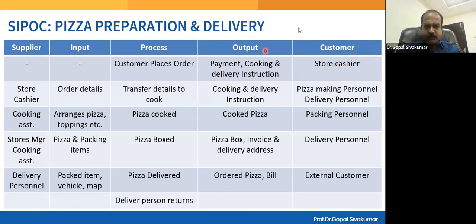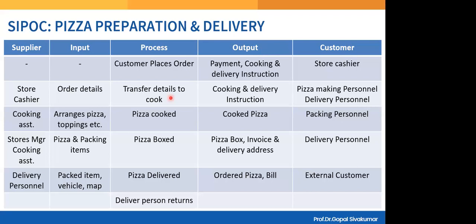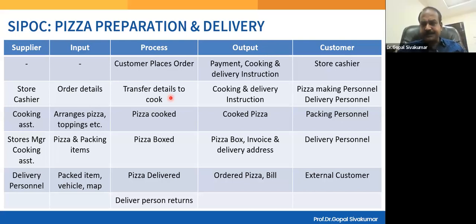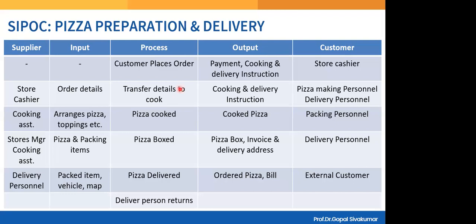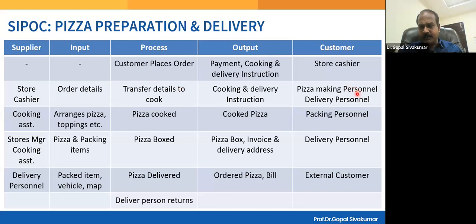Now what the cashier will do, the next stage, he will transfer the details to the cook. Right? The pizza cooking details, the toppings, will go to the cook and delivery details will go to the delivery boy. Am I right? Yes, sir. So that is why both people are mentioned as customer here: the pizza making personnel and then the delivery personnel. So the pizza making person, the chef, will receive the pizza detail.